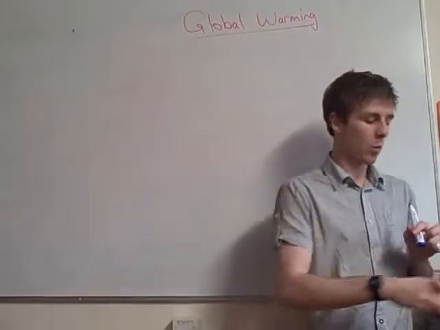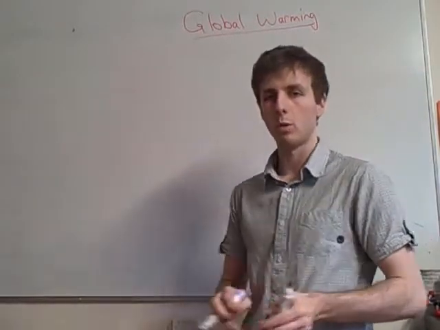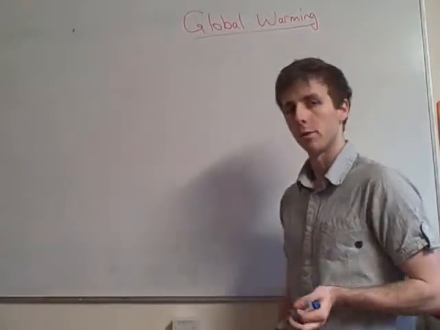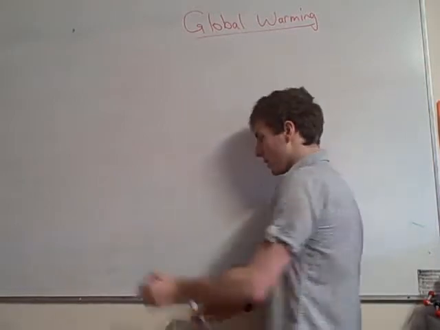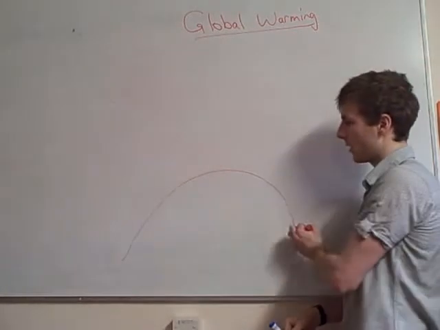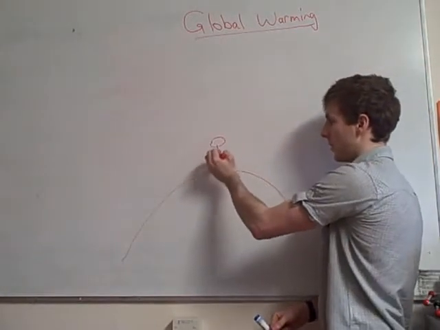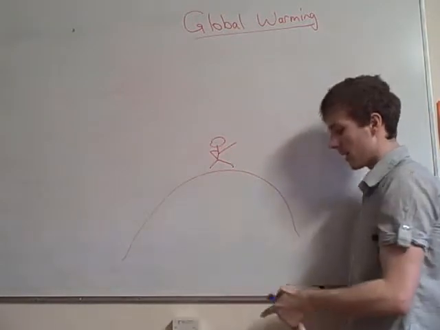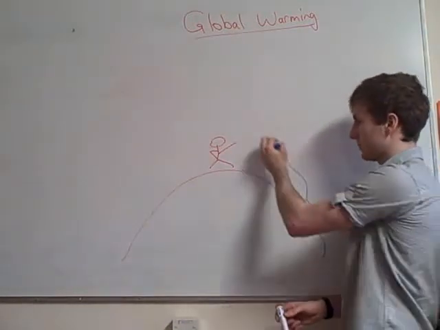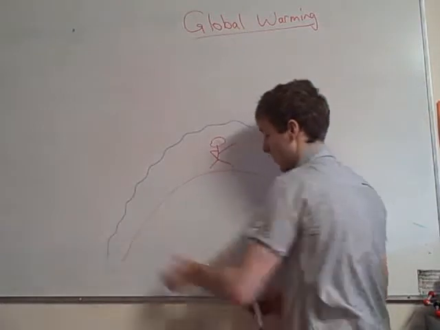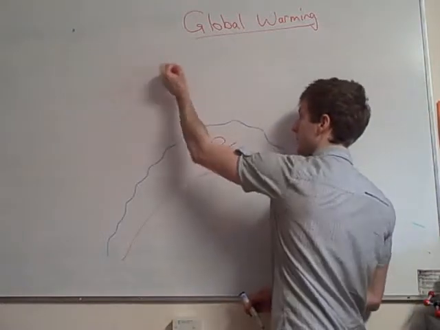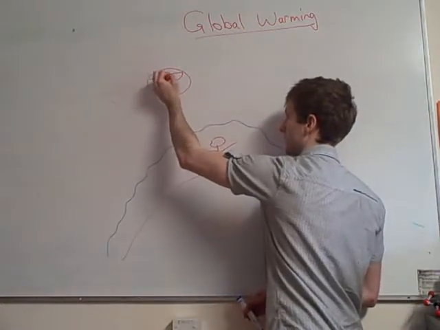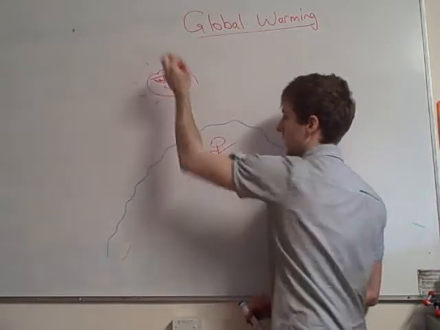Alright, so this is global warming. It's fairly simple, but just thought putting in a video might help a few people out. So let's say we've got our Earth there, and here's me on the Earth, and here is the atmosphere around the Earth, and here is Mr. Sun. He's a happy little chap.